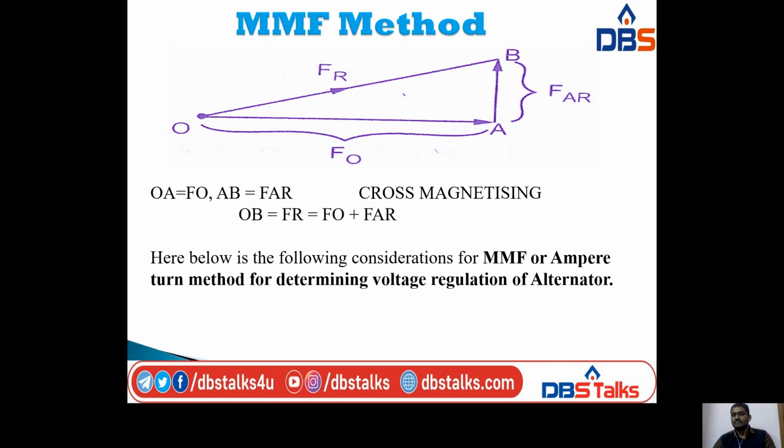Here I am taking the cross magnetizing. That means from this diagram OB is equal to FR is equal to F naught plus FAR. This is the vector sum, not the algebraic sum. Okay, that is FR is equal to F naught plus FAR. So this is for the different power factors of the alternator.